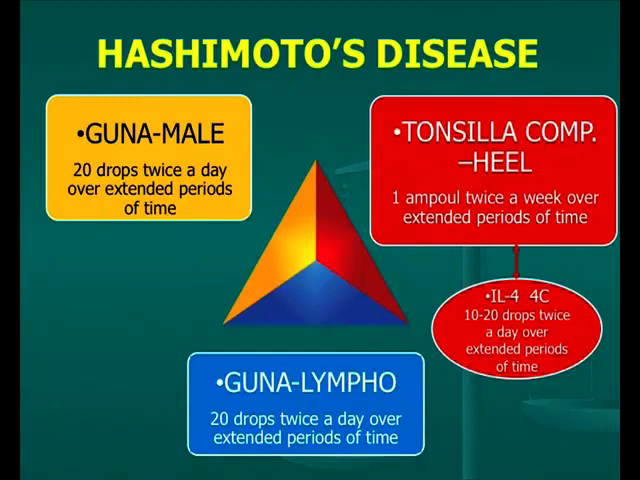I repeat that the cytokine that we will use for Hashimoto's thyroiditis will be interleukin-4/4C, which is a Th2 cytokine with a trophic effect on tissues.